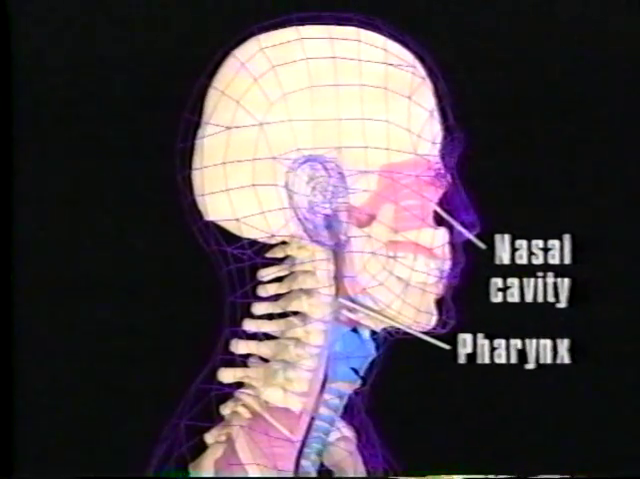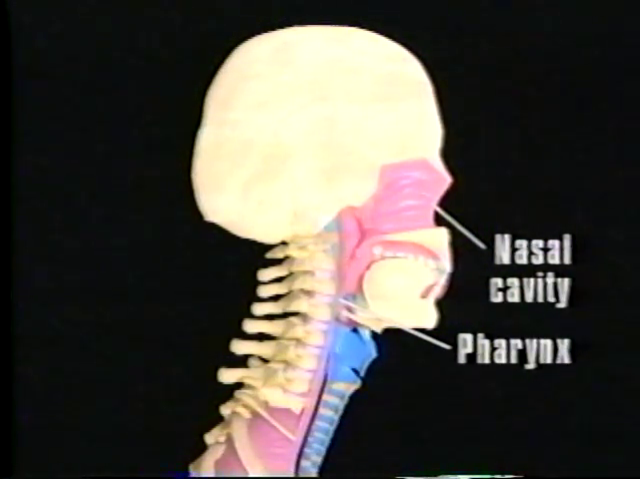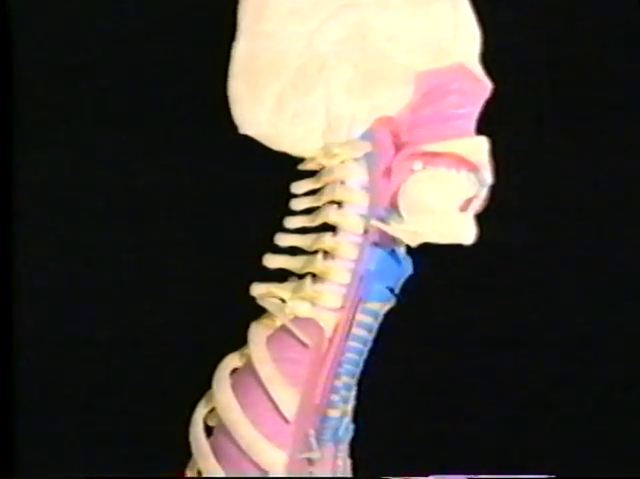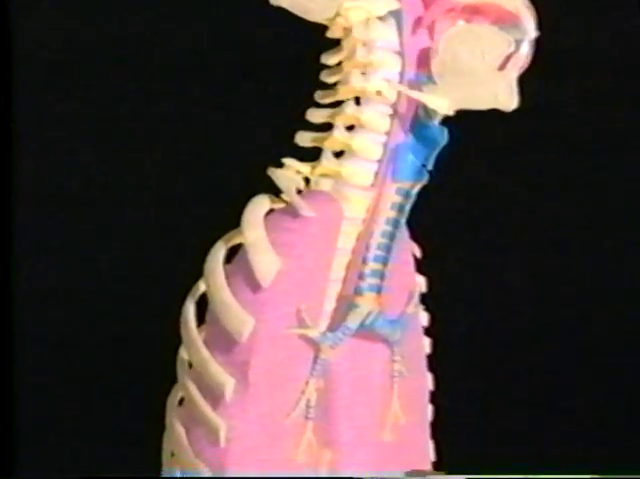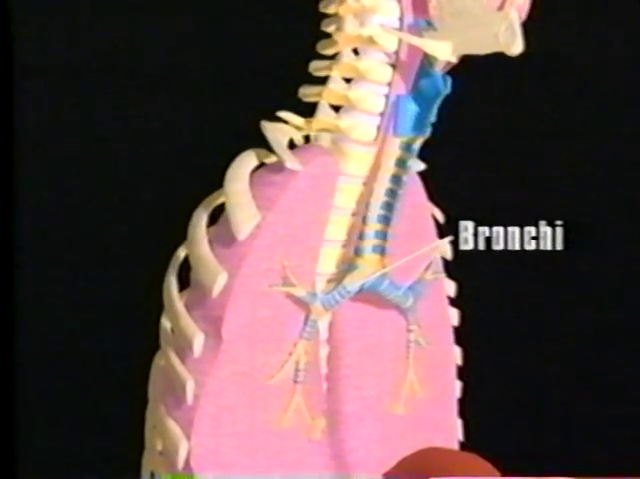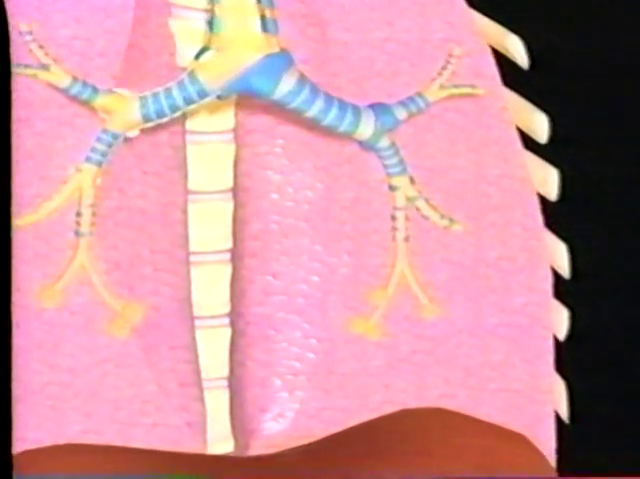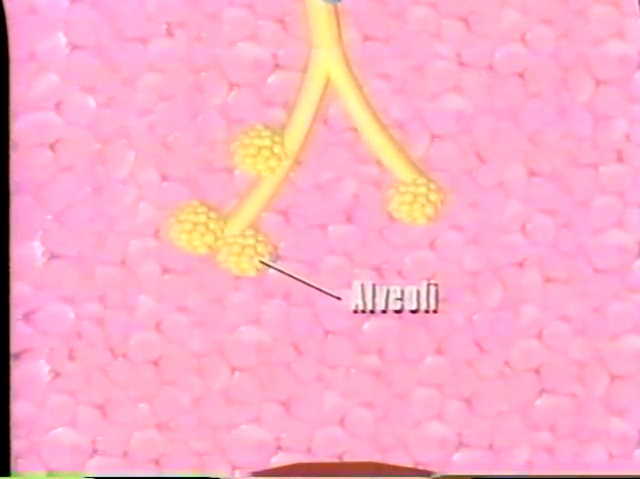Air enters through the nasal cavity, travels through the pharynx and glottis, along the trachea, and into the bronchi. The bronchi branch into more narrow passageways. The individual airways may branch more than 23 times before reaching the respiratory surfaces of the lungs. These surfaces are divided into millions of microscopic air sacs called alveoli.